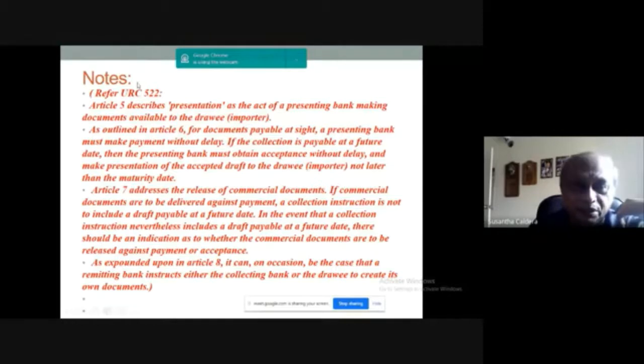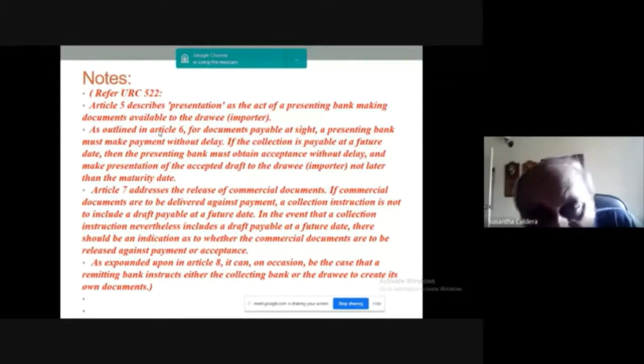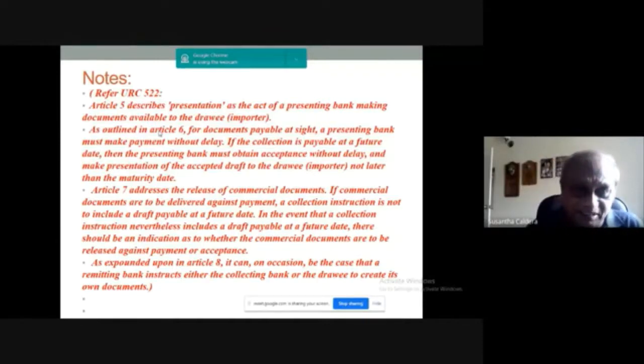I have put notes here. Refer URC 522, Article 5. Article 5 describes presentation as the act of a presenting bank making documents available to the drawee. These are some areas where you can add more value. Article 5.